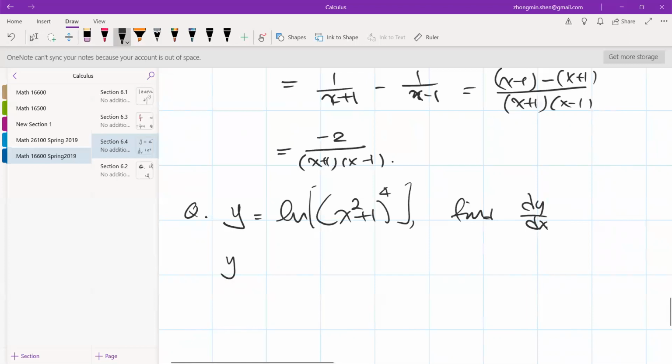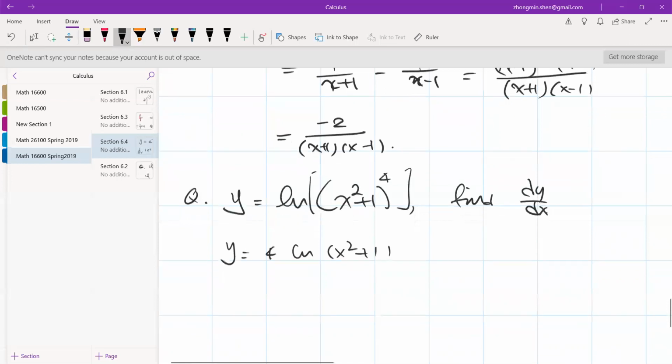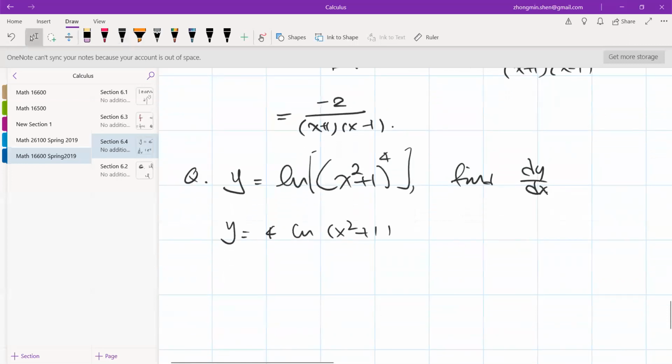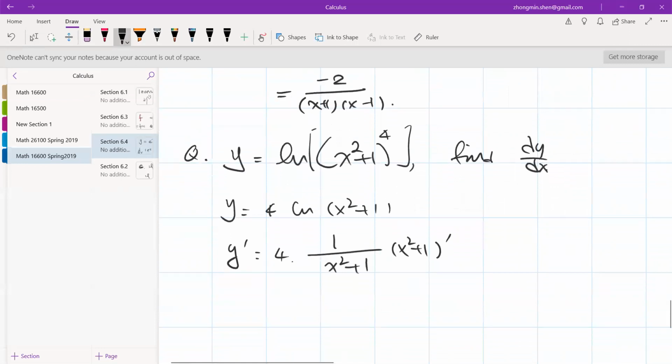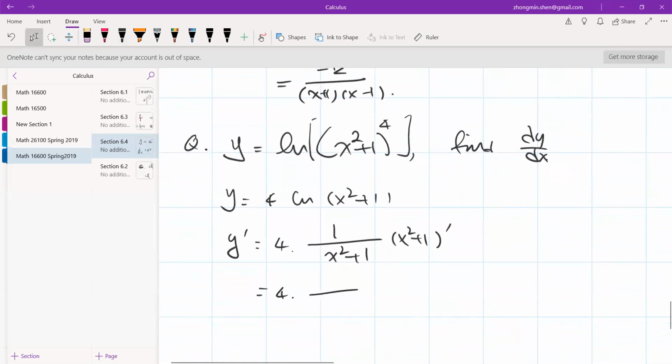I think you have to change it to this function, right? Then it's easy to find the derivative. Okay, so you can quickly write a 4, then x squared plus 1, then x squared plus 1 to the power. Use this notation. So you will get 4 times the derivative of x squared plus 1, which is 2x, and then expressed as 8x over x squared plus 1.